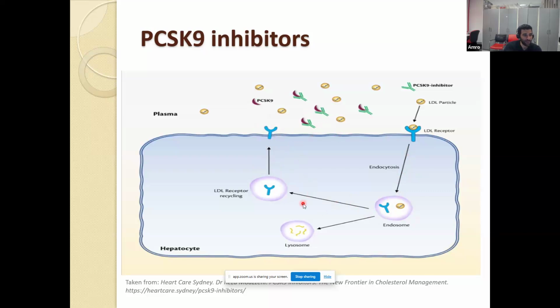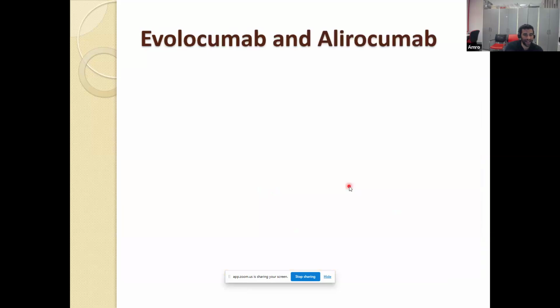So now we're in the era of PCSK9 inhibitors, which are these green things here, which are monoclonal antibodies. If you give these monoclonal antibodies, they bind to PCSK9. So if you bind PCSK9, you free up the LDL receptors from being bound, so you don't get this internalization of LDL receptors. You get much more LDL receptors on the cell surface. These are called PCSK9 inhibitors, and since 2016 they've been available. They're called evolocumab and alirocumab.